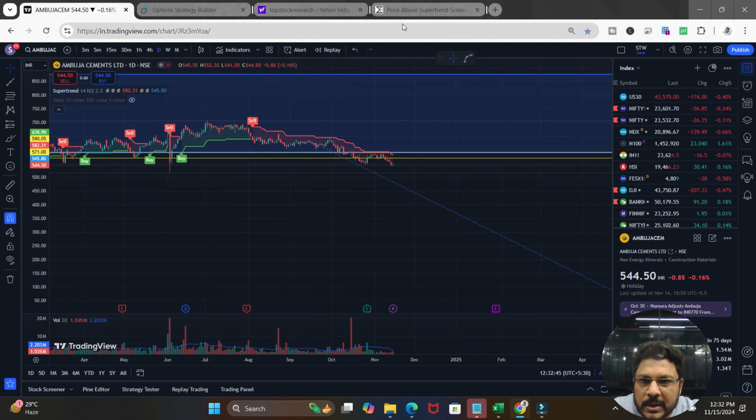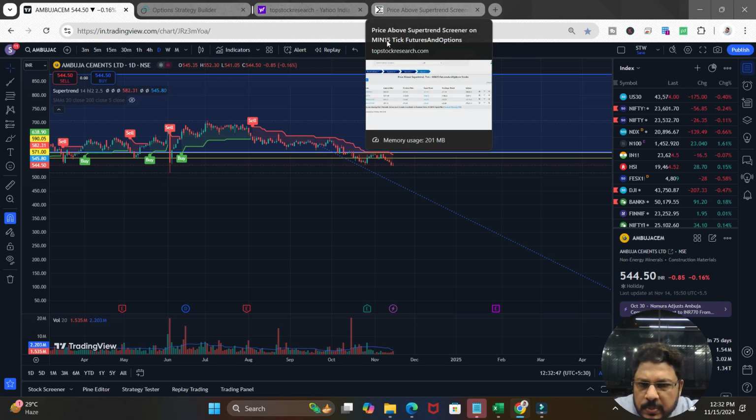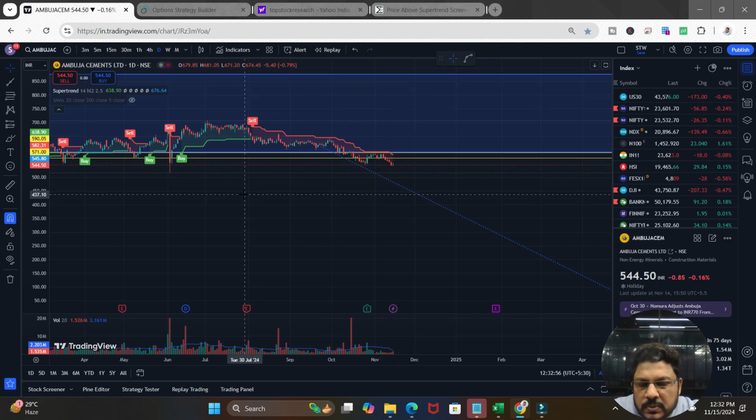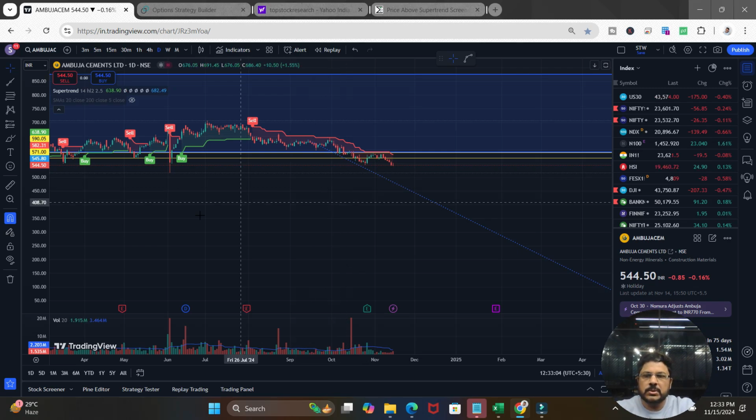So simple analysis, make it very simple, keep only one indicator or two maximum, take your position and do it in such a way that you always do 1:2 trades. That means if you lose, you lose 1 rupee. If you gain, you gain 2 rupees or 3 rupees. That's how you have to manage your trades.